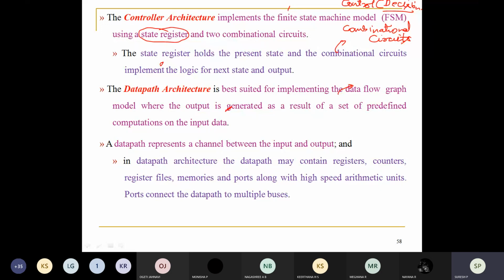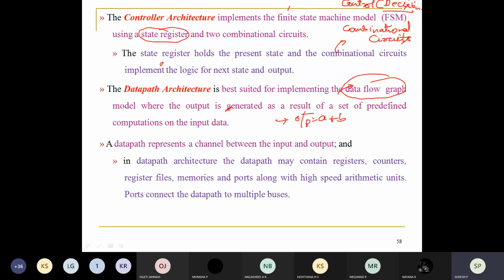The next type of architecture you are going to have is the data path architecture. The data path architecture is mainly implemented for the data flow graph model, where the output is generated as a result of a set of predefined computations on the input data. In the data path architecture, I'm going to tell you that it is A plus B. That's it. So output is equal to A plus B. That is predefined.